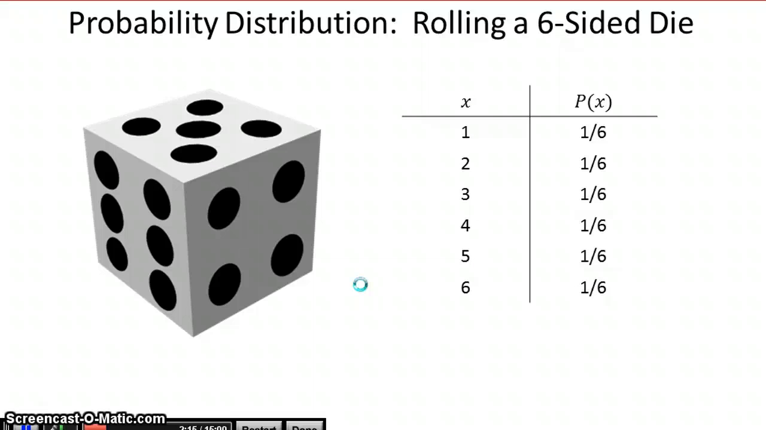Here's the probability distribution from rolling a six-sided die. You could have the outcomes of 1, 2, 3, 4, 5, or 6, and because they're all equally likely, their associated probabilities are 1/6 for each outcome. But now, this is the easy one. Let's go to something a little bit more difficult.